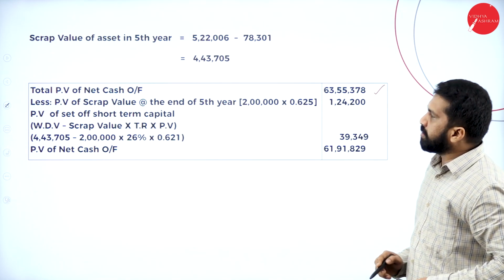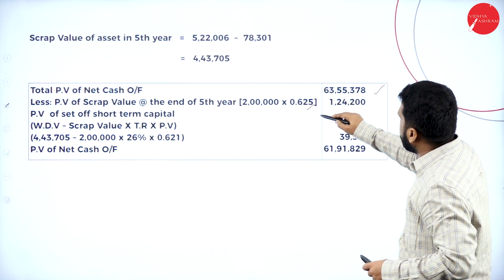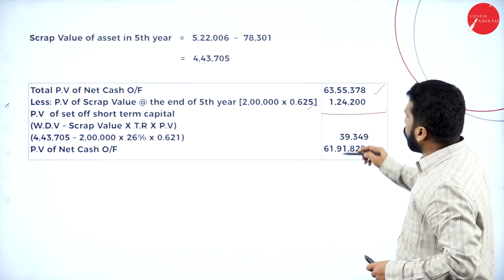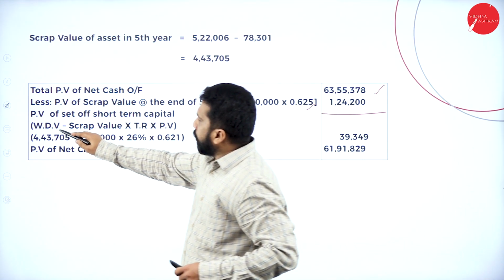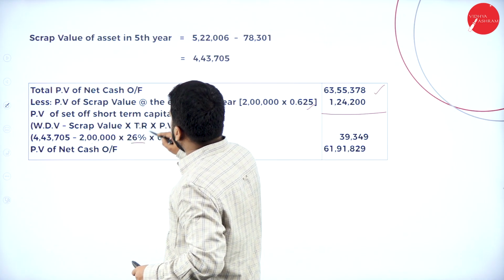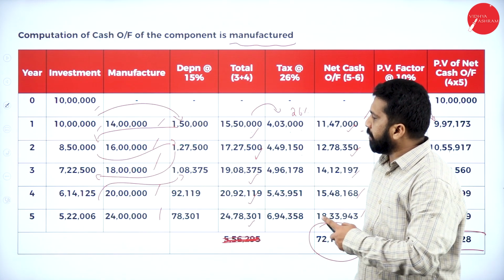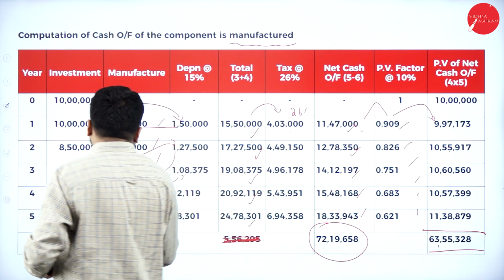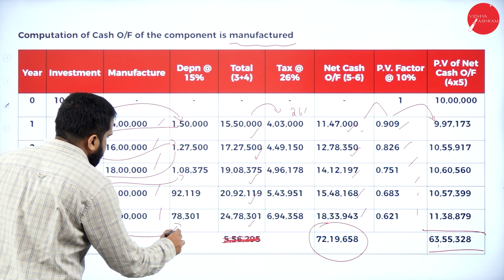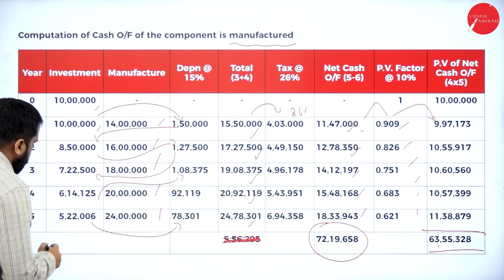What is the scrap value? 2 lakh. What is the last year PV? 6.25 minus, and one more is there: your WDV minus scrap value into your tax rate into PV. Always remember this. How did you get your WDV? I'll tell you. 5 lakh 22 minus 78. Your WDV is 4 lakh 43,705.